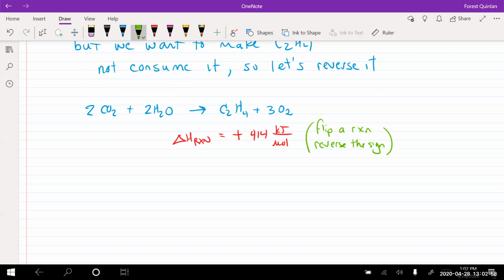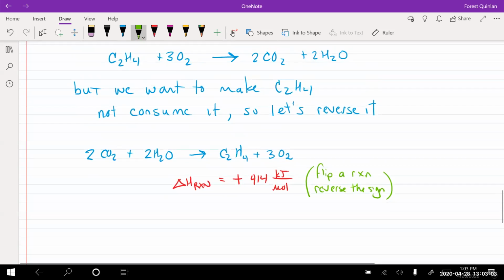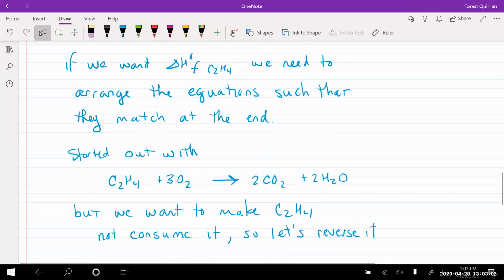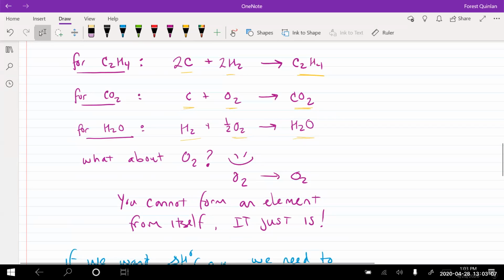Now, why have I done that? I've done that because if we take a look up here, we have other equations involving the carbons and the hydrogens, and watch the magic. We're going to try to get this guy. We're trying to get the C2H4 all by itself.